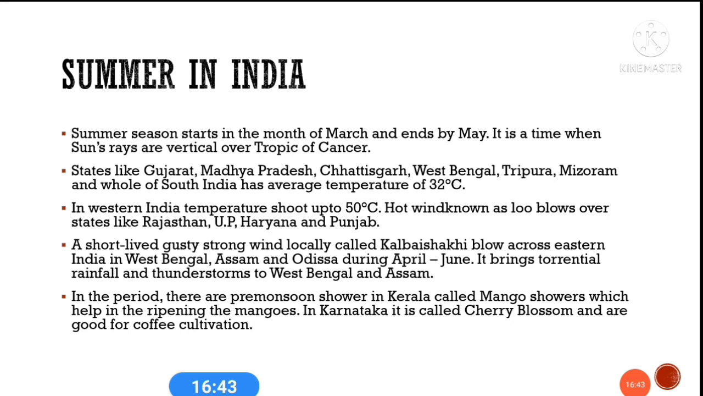Important to note, the pre-monsoon shower in the state of Kerala is called mango shower. It helps in ripening the mangoes, so this is why it is termed mango shower. And in the state of Karnataka, it is termed cherry blossom, because it helps in the cultivation of coffee. So very important to note here: mango shower in Kerala, cherry blossom in Karnataka, and Kal Baishakhi in West Bengal, Assam and Odisha.